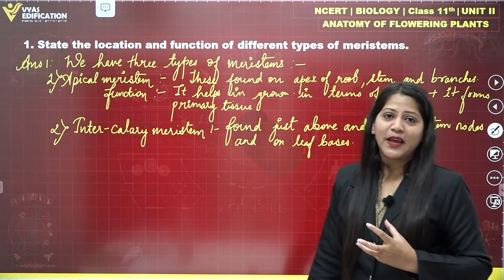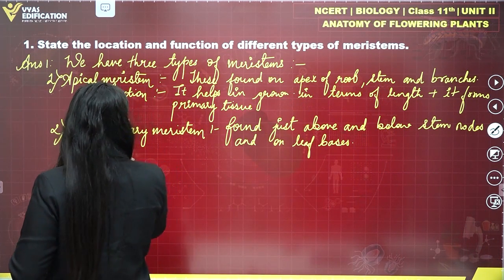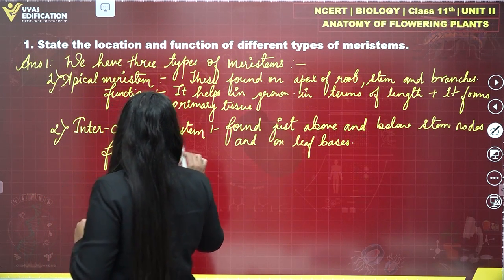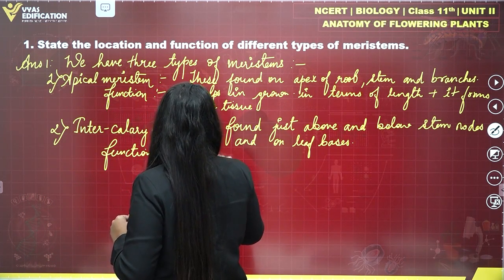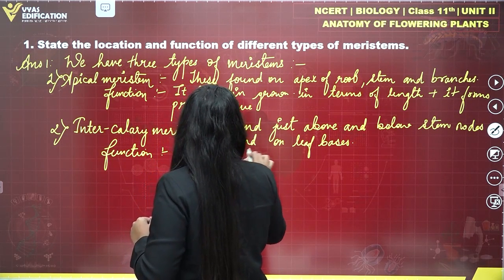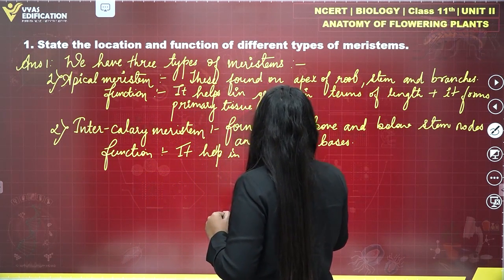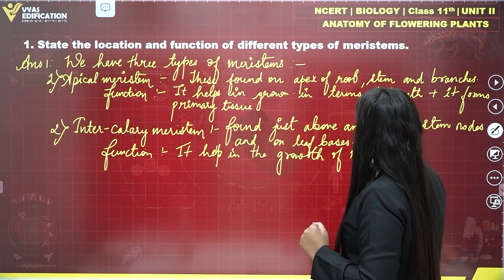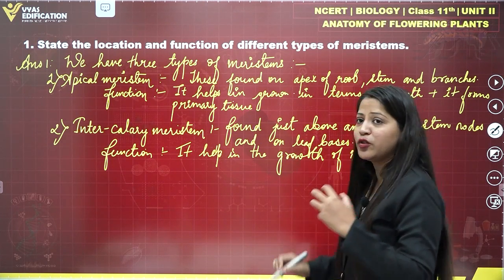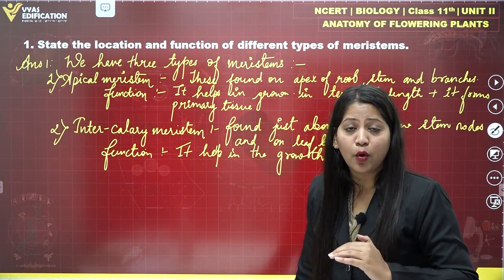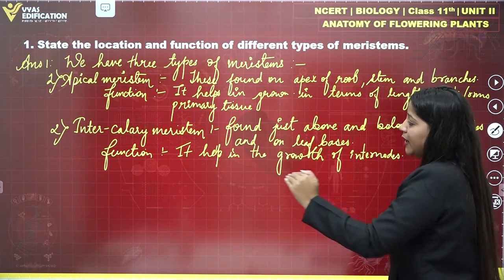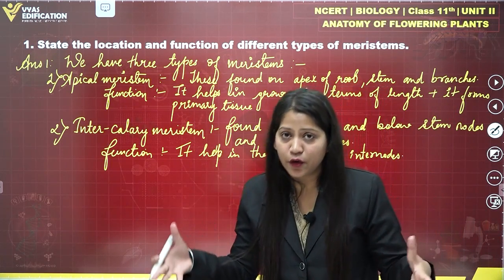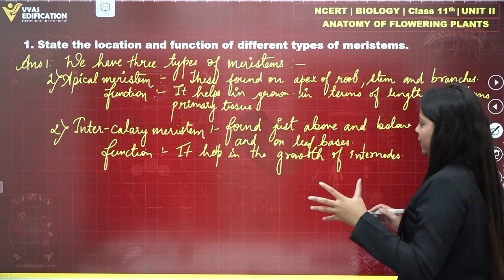Now what is the function of intercalary meristem? We know it also helps in the growth of internodes, which is going to eventually help in the growth in terms of length of a plant, right? So the function of intercalary meristem is it helps in the growth of internodes and growth of leaves.